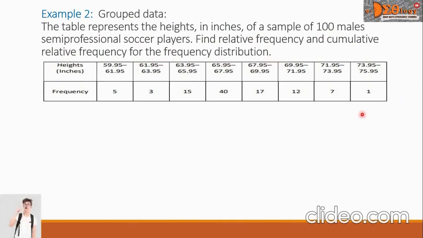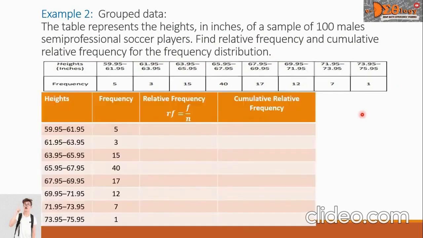Now, let us write our step 1. For our table here, we are going to write 4 columns. In our first column, the heights are there, and we can see the classes. The frequency is here on the second column, and it is already given. So we don't need the tally column now.